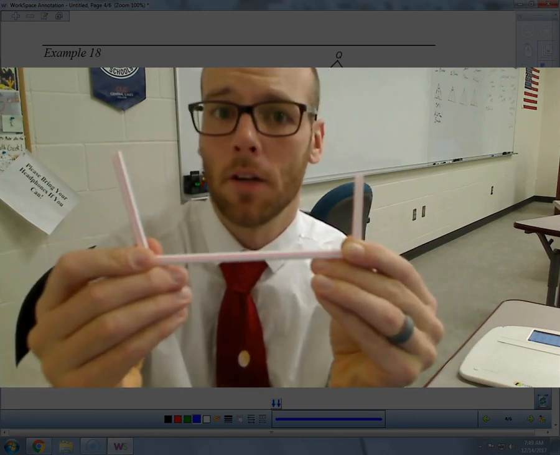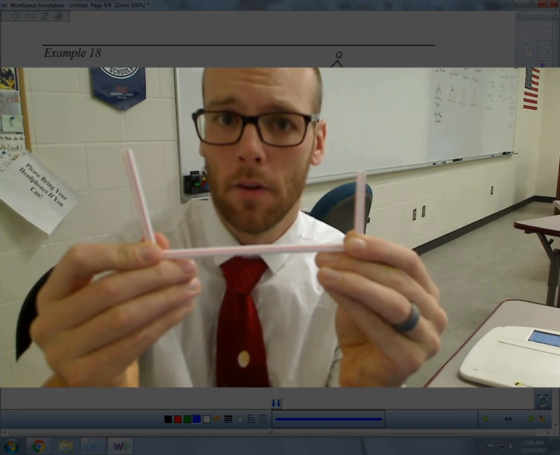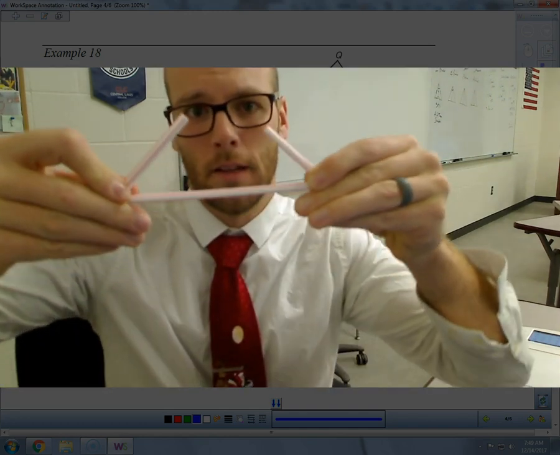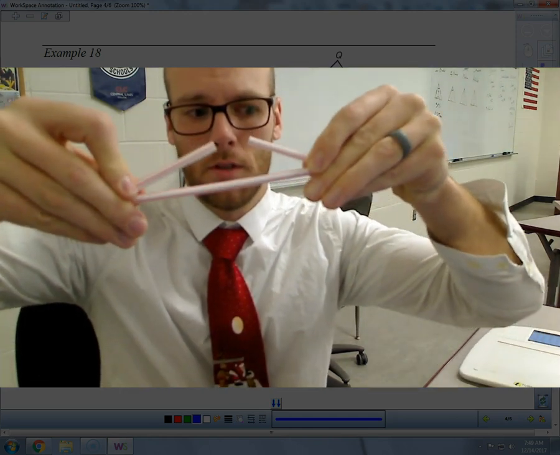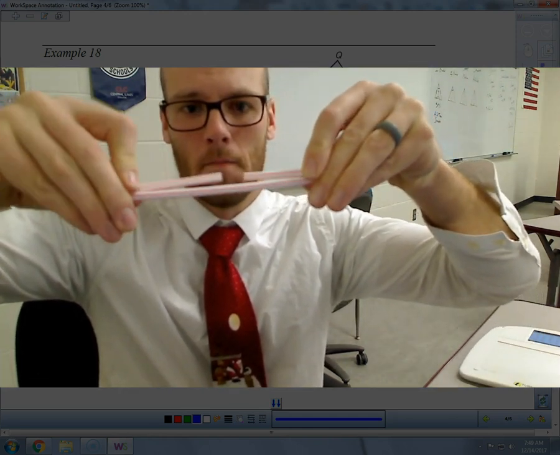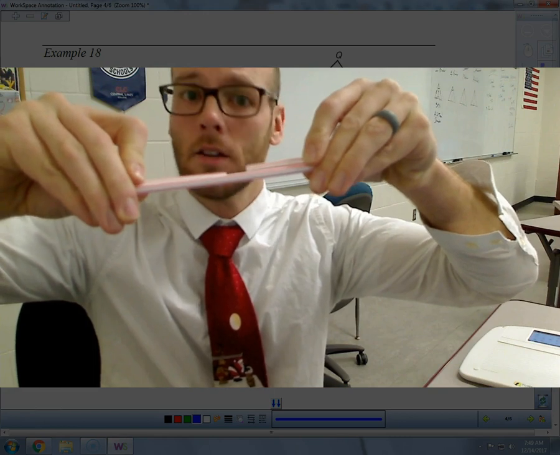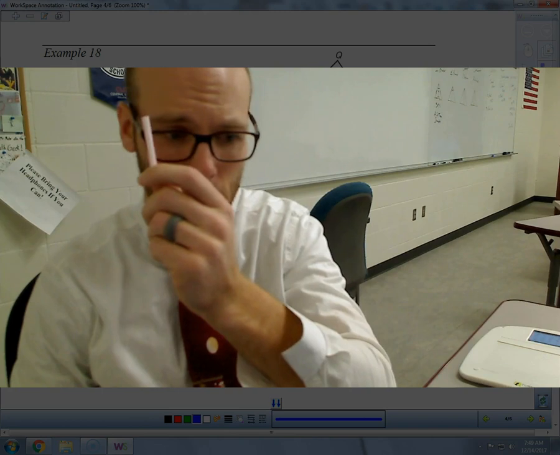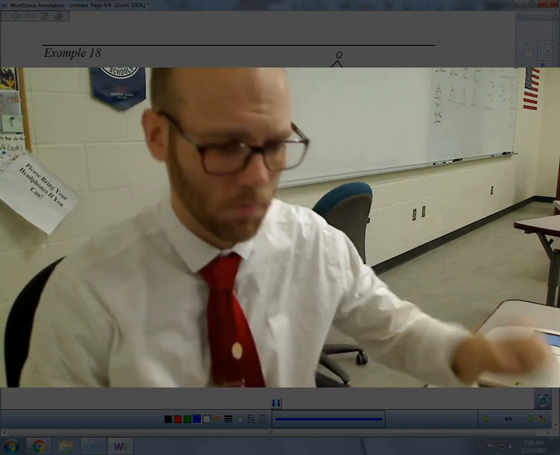If I'm going to make a triangle, what needs to happen? I need these 2 straws to hinge and come together. But notice, what are you seeing here? They can't touch each other. They can't reach each other.